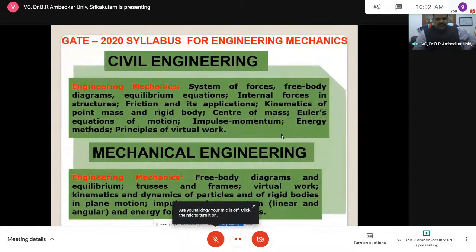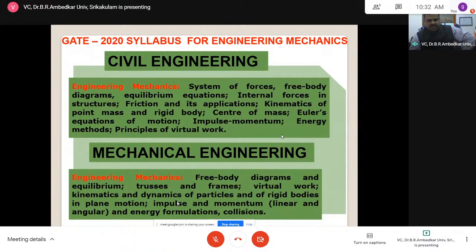Before that, if you can see the syllabus for both civil and mechanical engineering. Yesterday we discussed the kinematics of a point mass and a rigid body. Today we will discuss the kinetics part. In that we have Newton's law, D'Alembert's principle, impulse moment, work energy, etc.